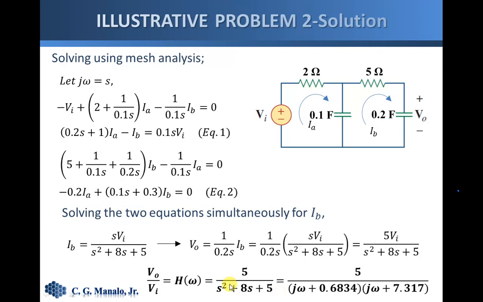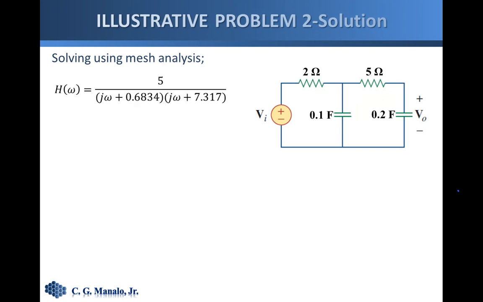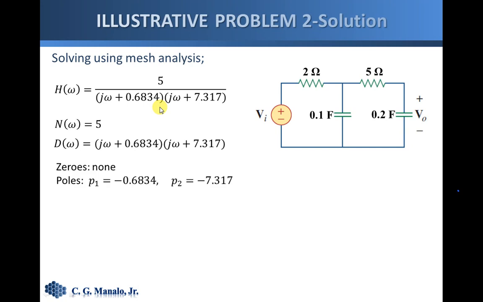At this point, we can say that our n of omega is equal to 5, and d of omega is the denominator of the transfer function. Since n of omega is a constant, we'll have no zeros. And for the poles, we have two because we have two factors for d of omega. So that would be p sub 1 negative 0.6834 and p sub 2 negative 7.317.